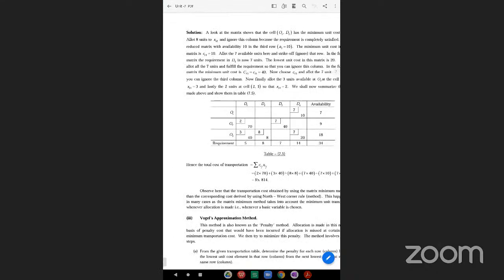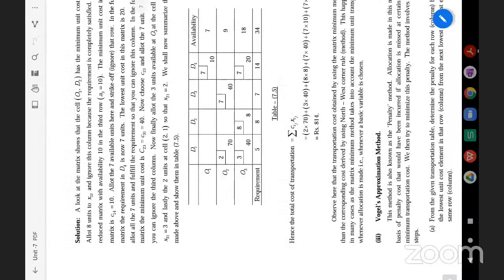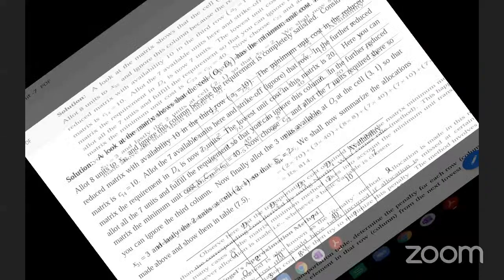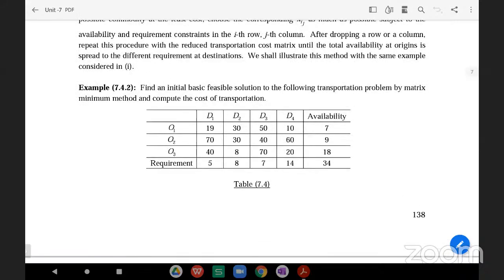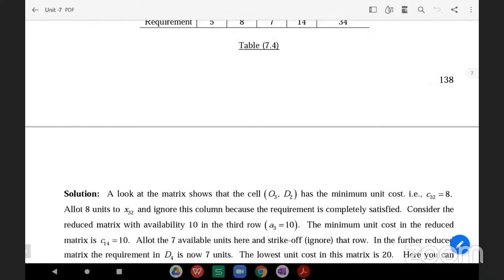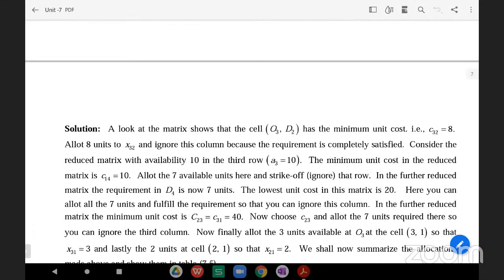All of you, once you check this problem, what are the steps we did? Same procedure as in the lowest cost entry method, the matrix minimum method. See, here the matrix minimum method, we mentioned that clearly. This is the problem. Now I identify that the least element is 8. For that 8, the availability and requirement are allotted.